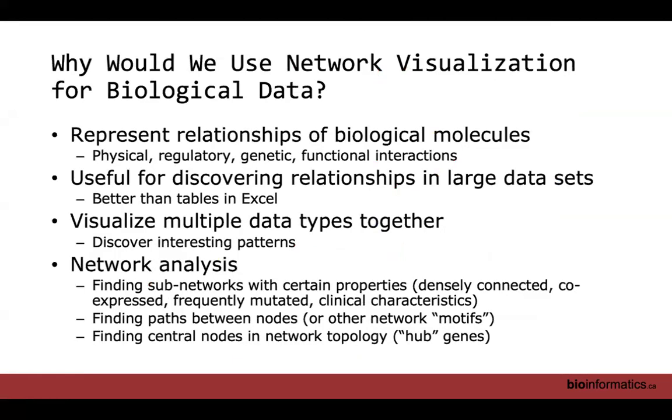So, why would we use network visualization for biological data? There's a lot of different reasons. So the first thing we want to do is represent the relationships of the biological molecules, right? So they could be a physical interaction, like with a yeast-2 hybrid or a pull-down experiment where you're actually postulating that two proteins potentially interact. They could also represent regulatory interactions, genetic interactions, or functional interactions. How you define that interaction is up to you and also depends on the data that you're looking at.